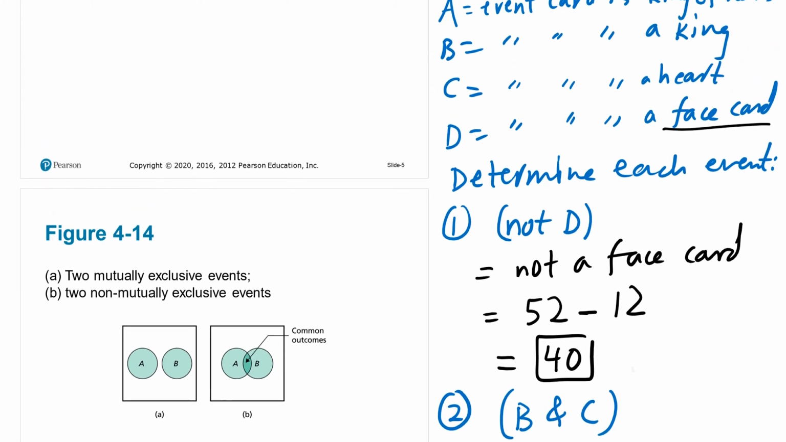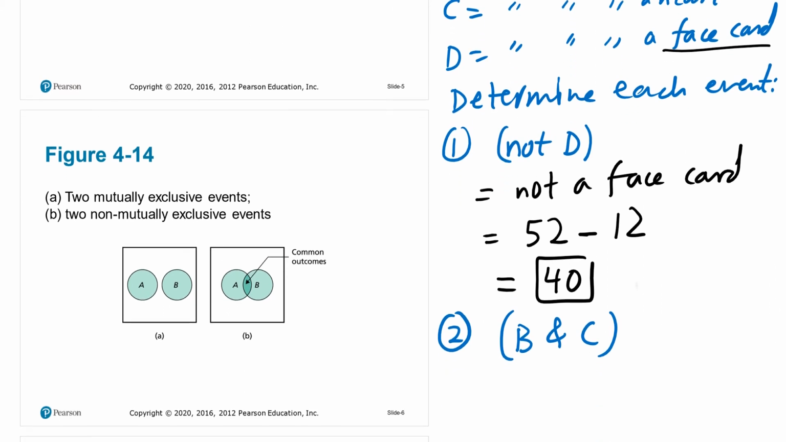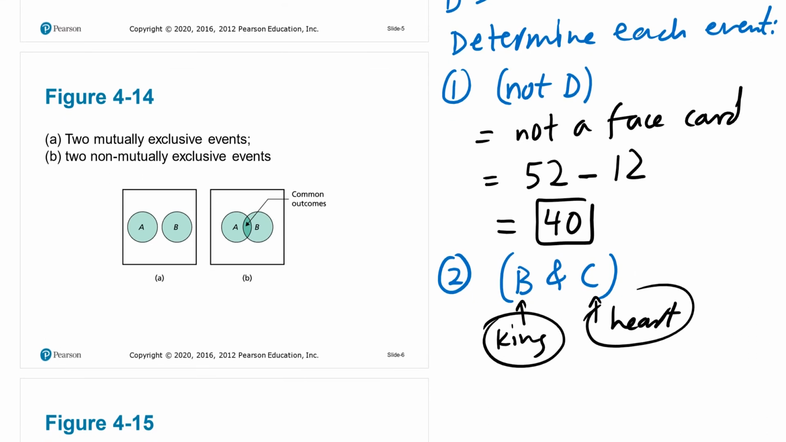Okay, so what is B? B is when you select a king, and C is a heart. Right? C is a heart. So this is a king, and this is when you select a heart. How many kings in the heart? There's only one. So there's only one single thing.